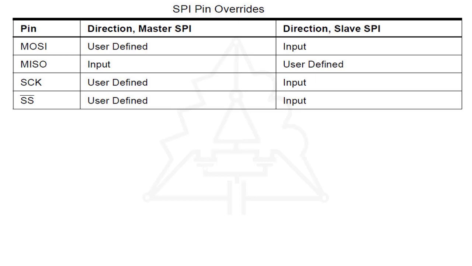When configured as a master, the SPI interface has no automatic control of the SS line. When the SPI is configured as a slave, the slave select, SS, pin is always input. When SS is held low, the SPI is activated.